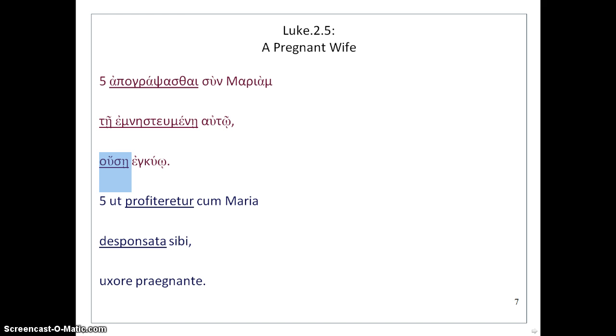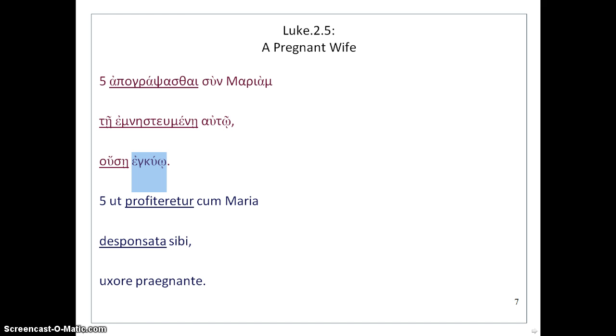This participle is in the dative case because it refers to Mariam, which is in the dative case because of the preposition sun, even though this particular personal name, Mariam, is not declined. Enknuoi, meaning pregnant, is a dative form that is derived from the nominative enknuos. Although this form looks masculine rather than feminine, this particular form is used for both genders.